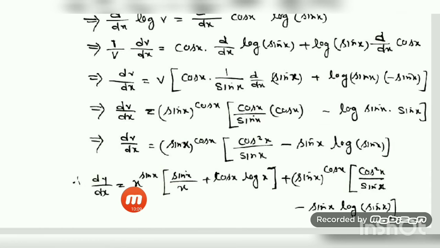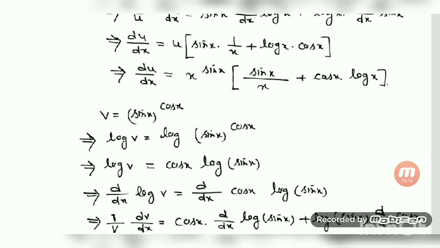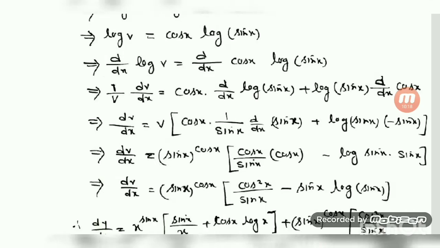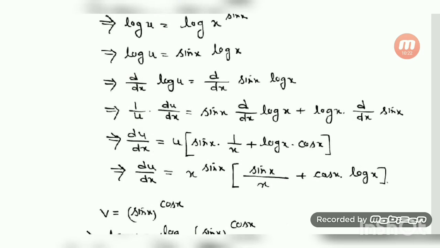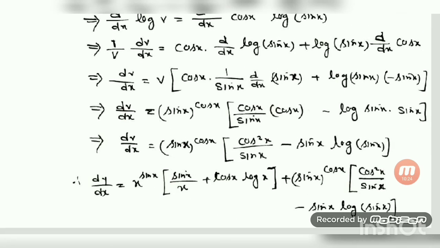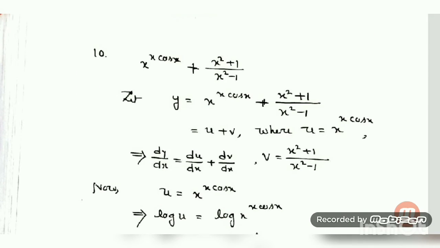After this, I just substitute the value of du dx and dv dx to get dy dx. So your dy dx equal to, this much is your du dx, and this is your dv dx. Substitution gives you your answer. Now proceed to question number 10.